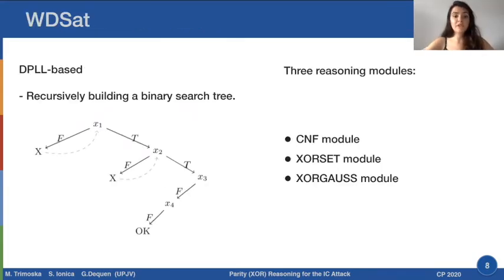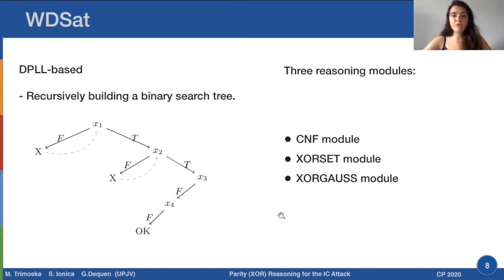Now we'll give some more details about our SAT solver. As we said earlier, it is DPLL based, and as such it works by recursively building a binary search tree. This is done by assigning truth values to variables and then doing a backtracking procedure whenever a conflict occurs. In the case where there is no conflict until the last branch of the tree, we decide that the formula is satisfiable.